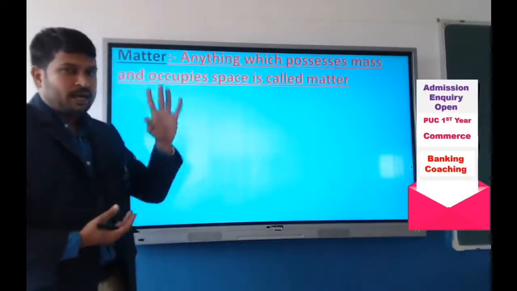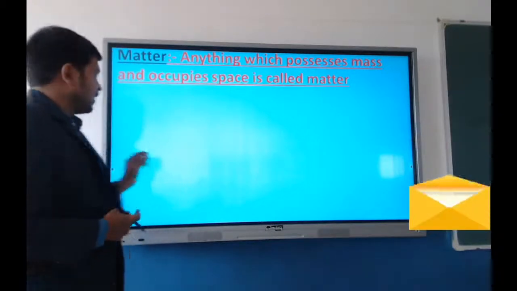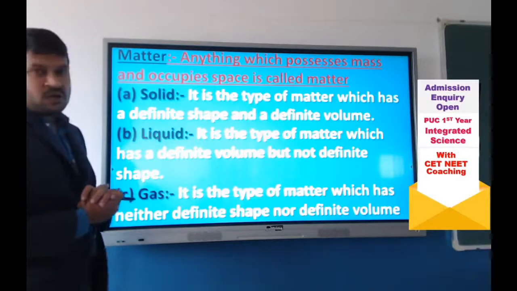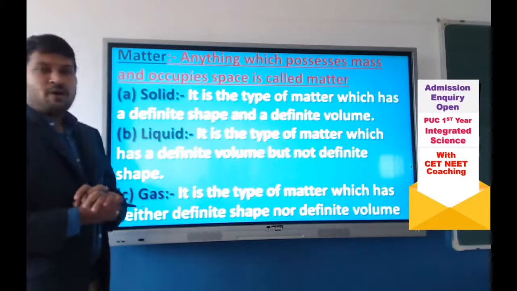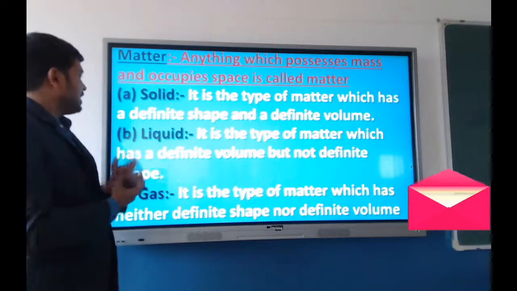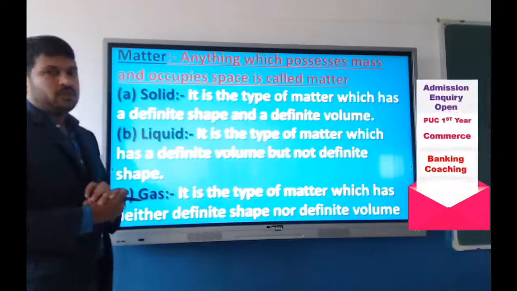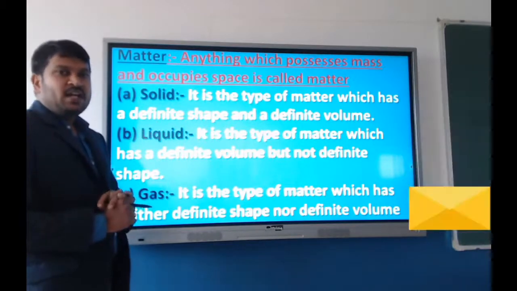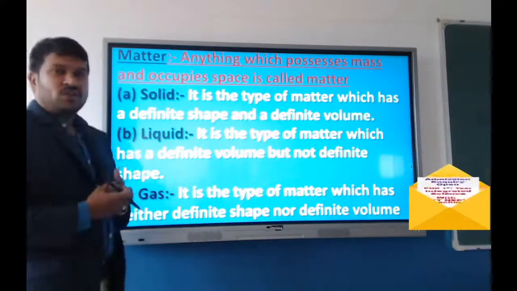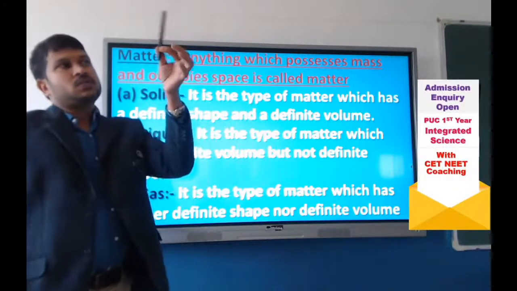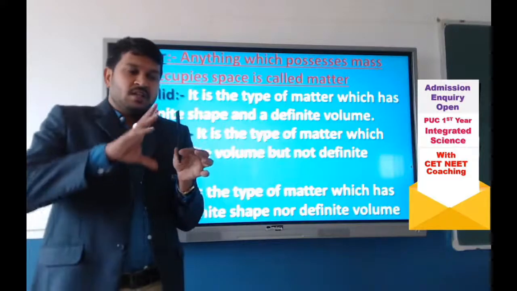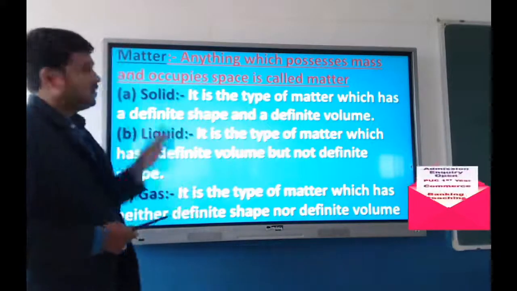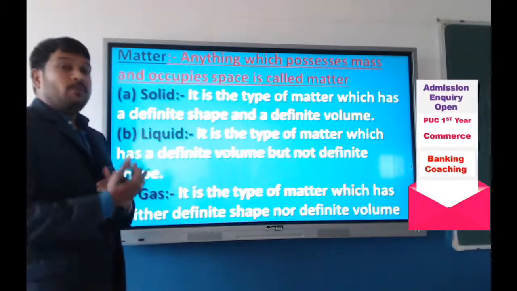In the classification of matter, there are three types. First one is solid, liquid, and gas. You know what is solid? It is the type of matter which has definite shape and definite volume, and is known as solid. Yes or no? See, this pen is in a solid state. This solid having a definite shape and size is known as solid. Yes or no, students?